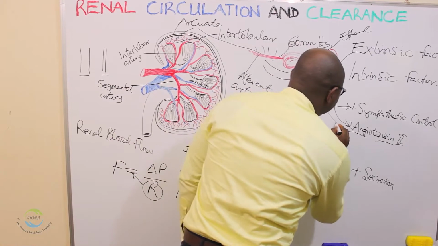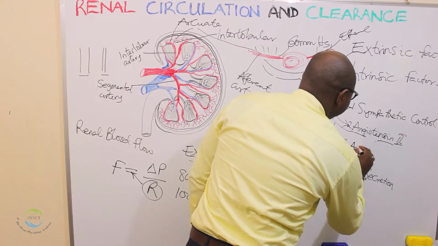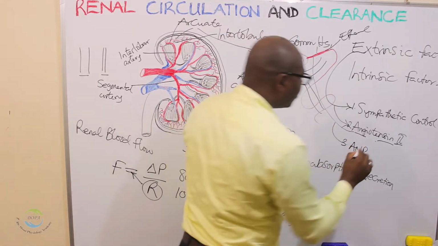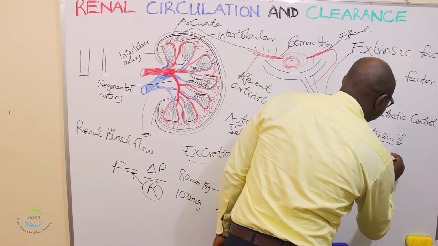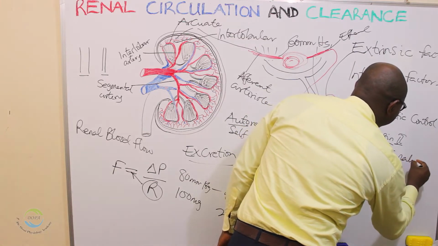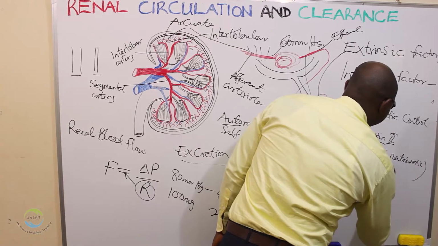Another extrinsic factor there is ANP. ANP stands for atrial natriuretic peptide.